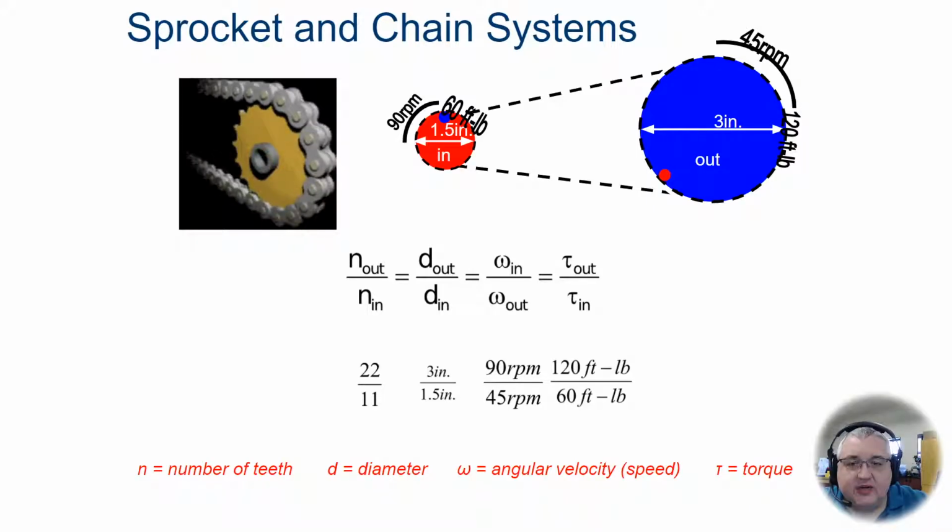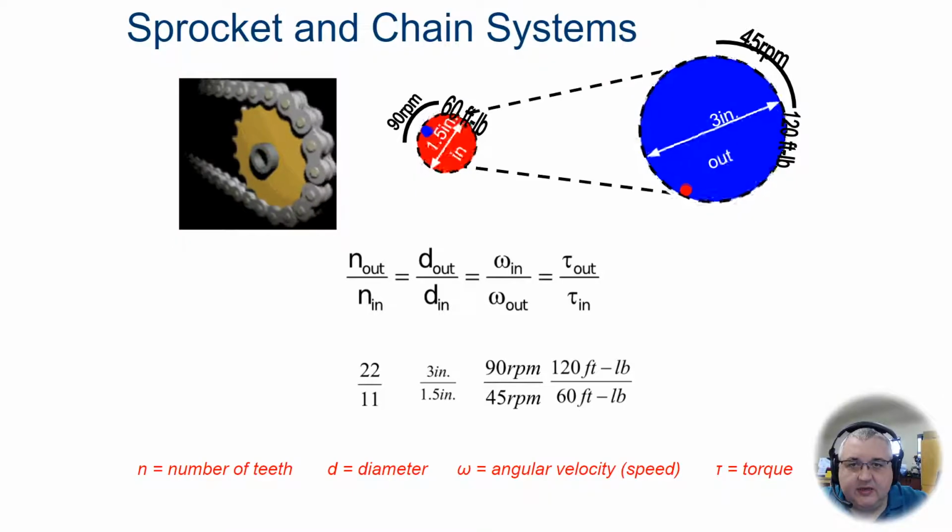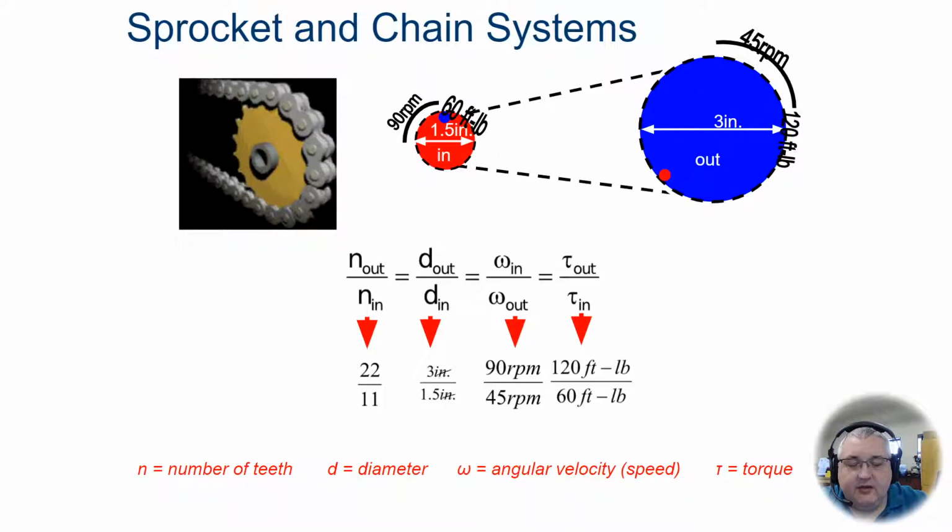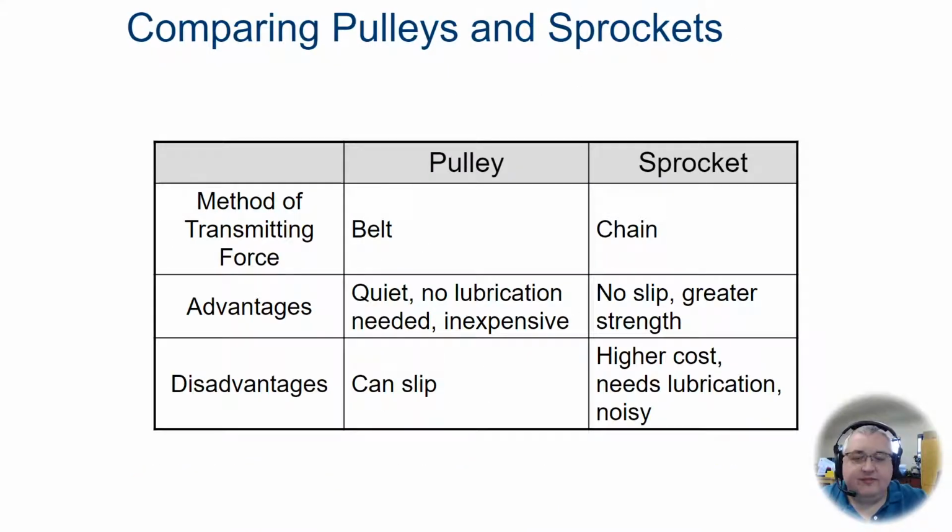Same thing with a sprocket and chain. It's really kind of the same thing as a pulley. They both rotate in the same direction. They still get the same equations. And remember that the units cancel.